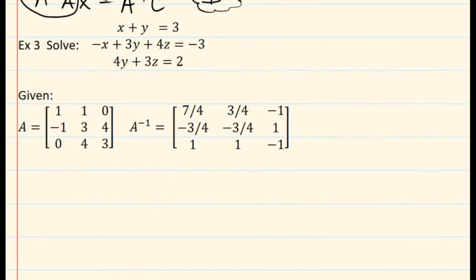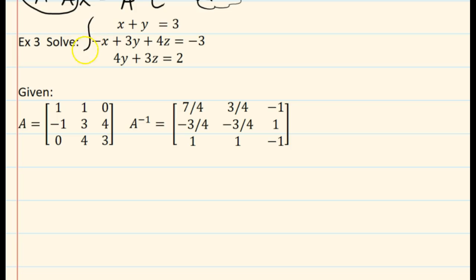Notice what they say, that we have a system. Here's our system of 3 equations. If we look at each one of them, the coefficient for X is 1, the coefficient for Y is 1, and since there's no Z, we put a coefficient of 0. In our answer column, we'll have a 3 at the very top. And then in the second equation, we have negative 1x, positive 3y, positive 4z, and a negative 3 in my answer column. For the last one, I have no x's, so that must be 0x plus 4y plus 3z is equal to 2.